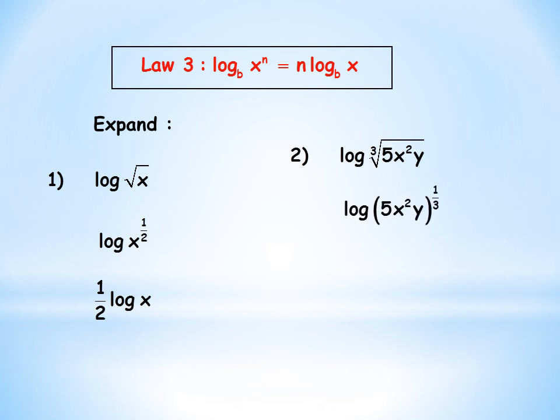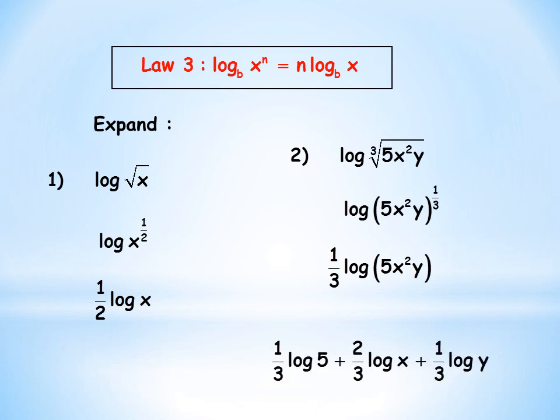Same thing here. I can take this whole thing and raise it to the 1/3 power because the cube root and the 1/3 are the same thing. I can bring this 1/3 out front, and then I can distribute it into each one of these terms. 1/3 log 5 plus 1/3 log of x squared, but this 2 will also come out front, so it becomes 2/3 log x plus 1/3 log y.